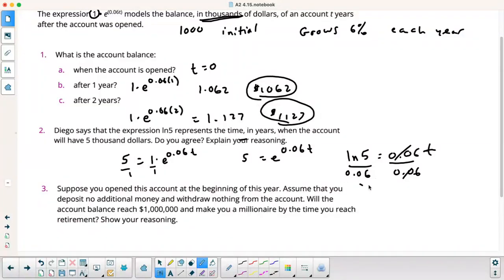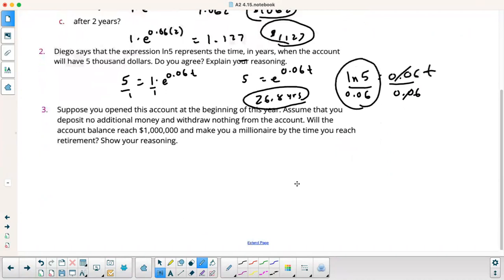So this would actually give you the time that it would take. So if I type that in, ln of 5 divided by 0.06, I get 26.8. Okay.